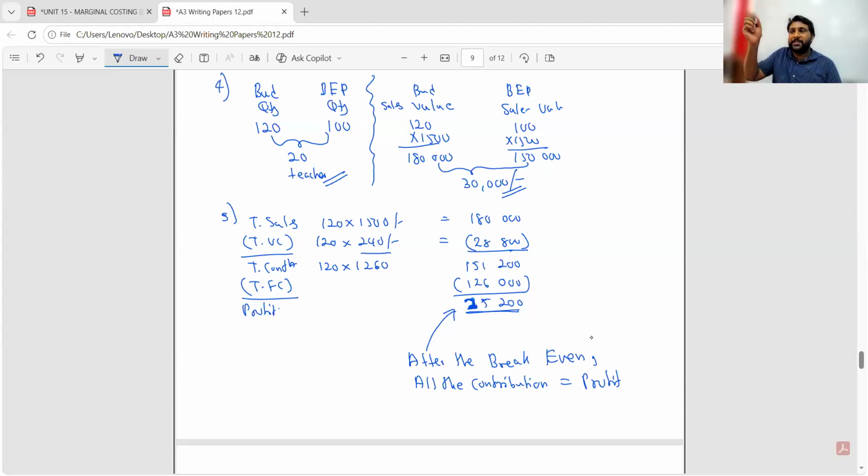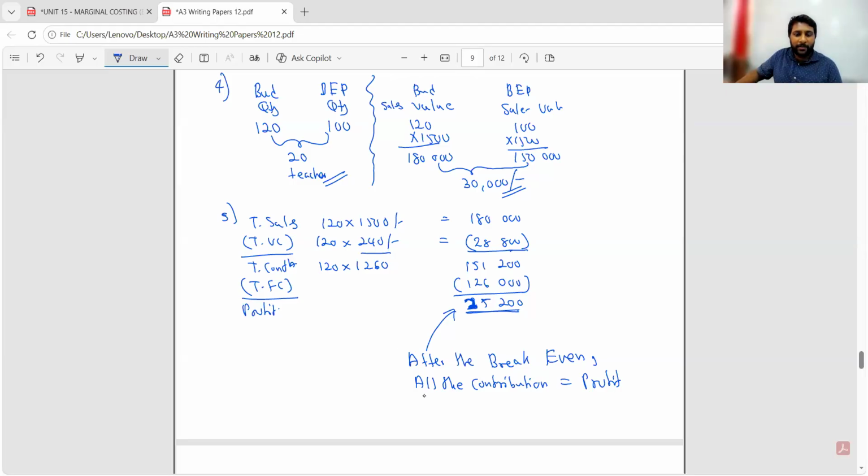So let's take Mr. A's laptop example. To cover all the fixed cost of 200,000, he had to sell 5 laptops. Sixth laptop he is selling, he is getting 40,000 to his pocket. Yes or no? Seventh laptop he is selling, he is getting another 40,000 to his pocket. So after the break even, every unit that you sell, the contribution that you are getting is the profit.